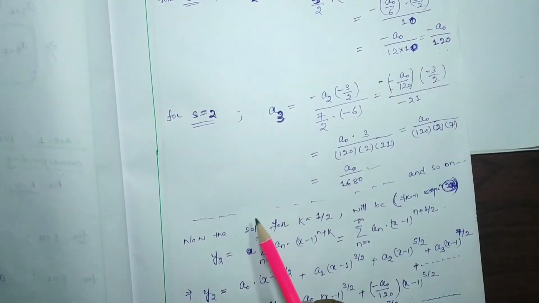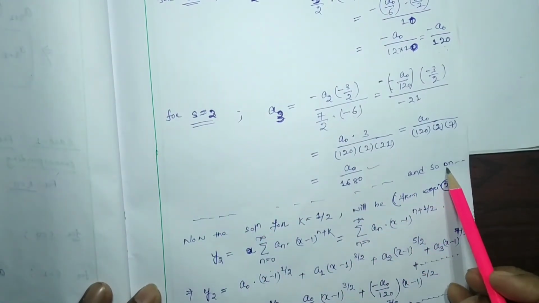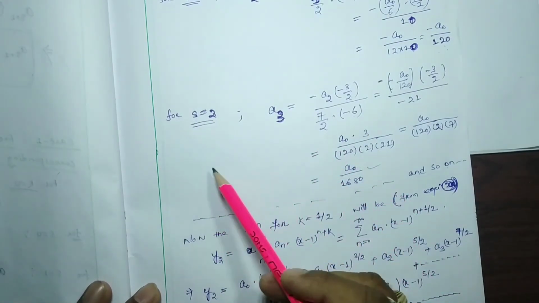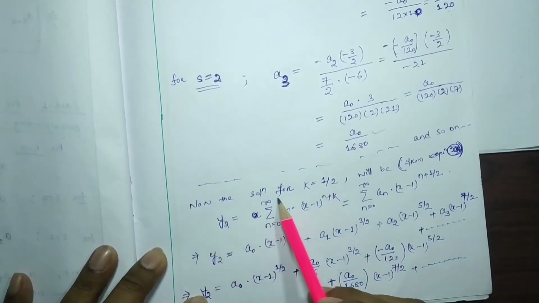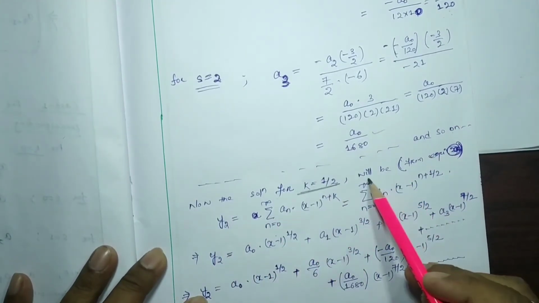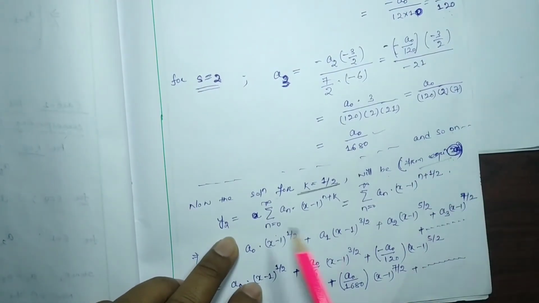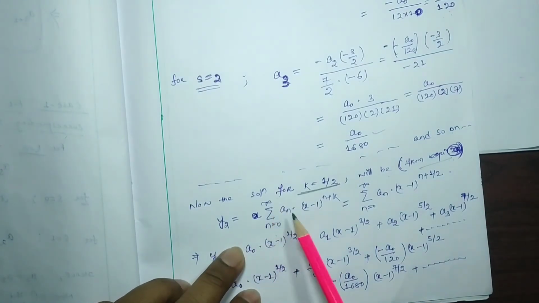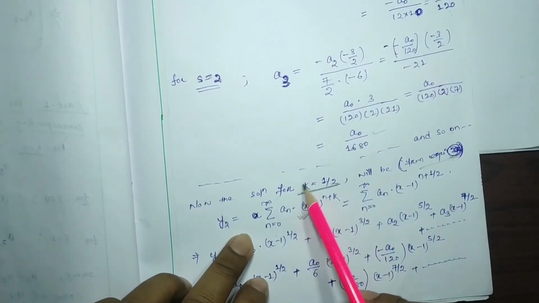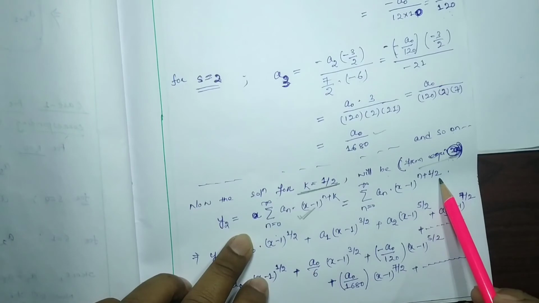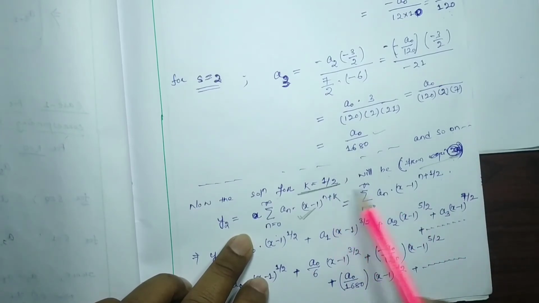1680. Okay. Similarly, other terms can be considered. You can find by considering s equal to 3, a4, s equal to 4, a5, like that. Now the solution for k equal to 1 by 2 will be from equation number 2a. By considering equation number 2a, that is y2 will be equal to the sum from n equal to 0 to infinity of an x minus 1 to the power n plus k. This is our equation number 2a, already discussed, and here we have to consider k equal to 1 by 2. So the sum from n equal to 0 to infinity of an x minus 1 to the power n plus 1 by 2. Instead of k we have to write 1 by 2.